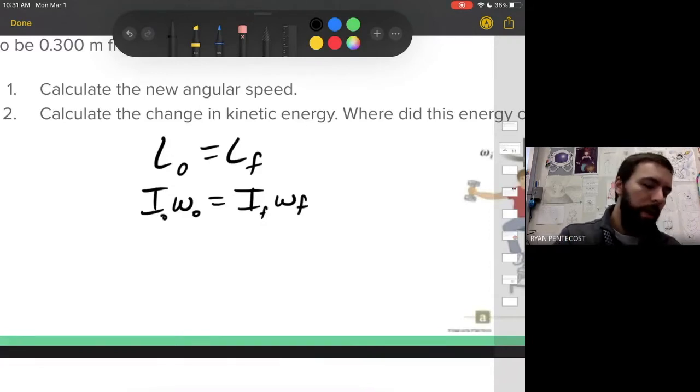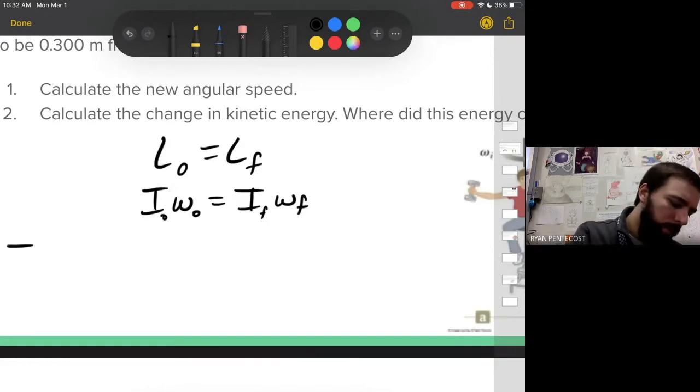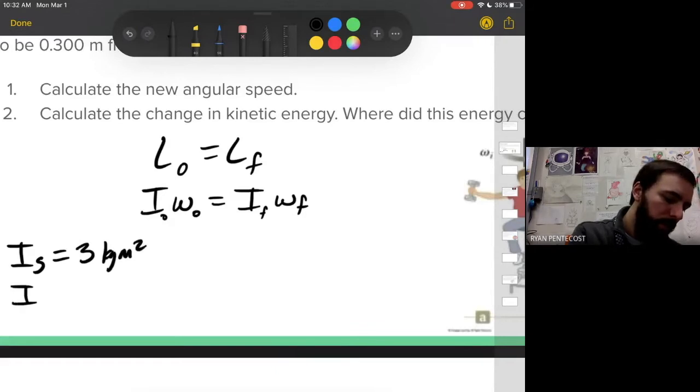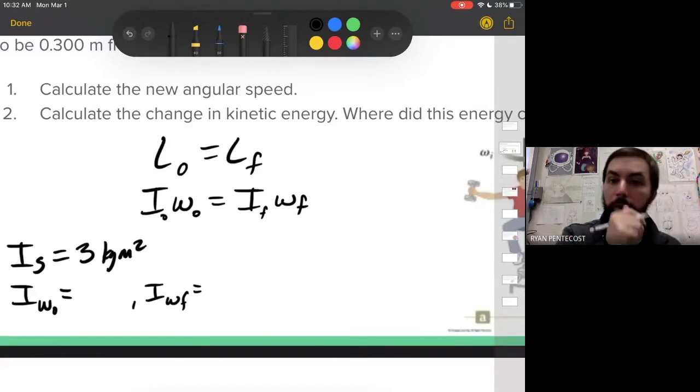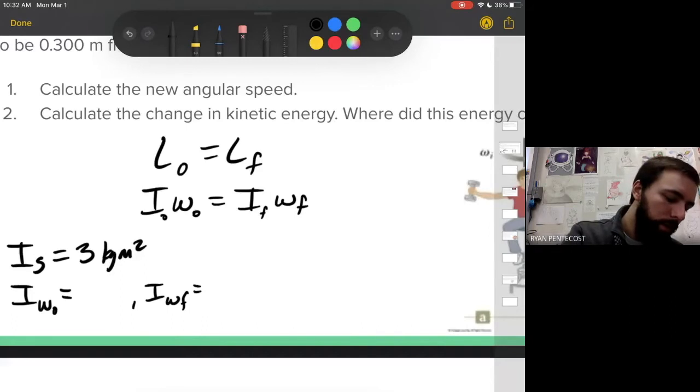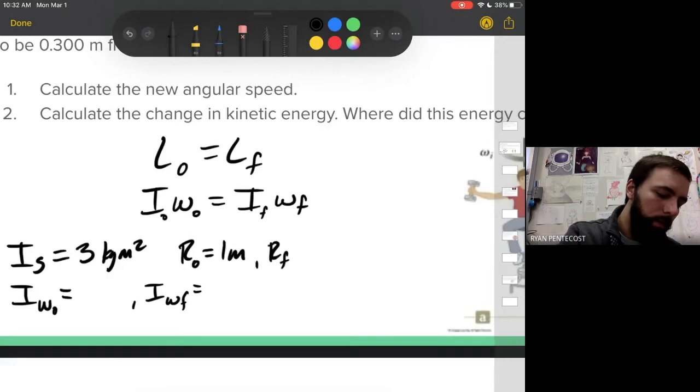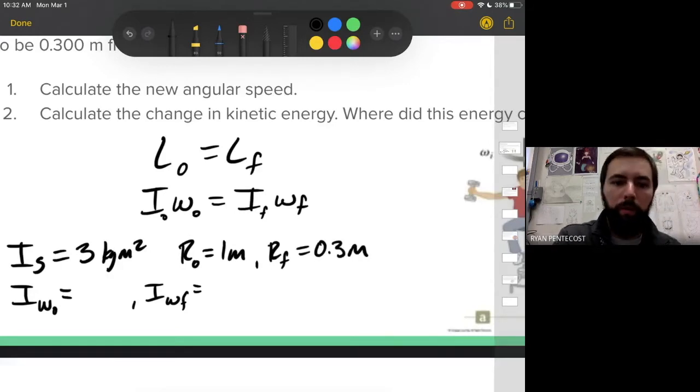Now, our givens: the moment of inertia of the student stool system is 3 kilogram meters squared. We will need to figure out the initial and final moment of inertia of the weights, because those are going to change, right? Because the radius is changing. The mass doesn't, but the radius does. We know that the initial radius for the weights is 1 meter. The final radius for the weights is 30 centimeters or 0.3 meters.